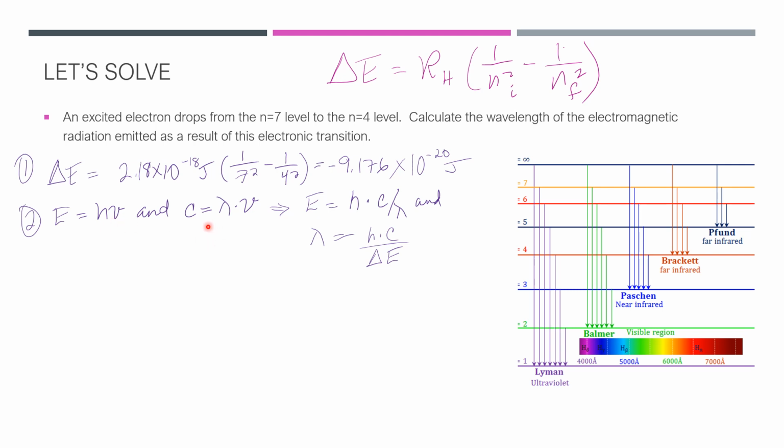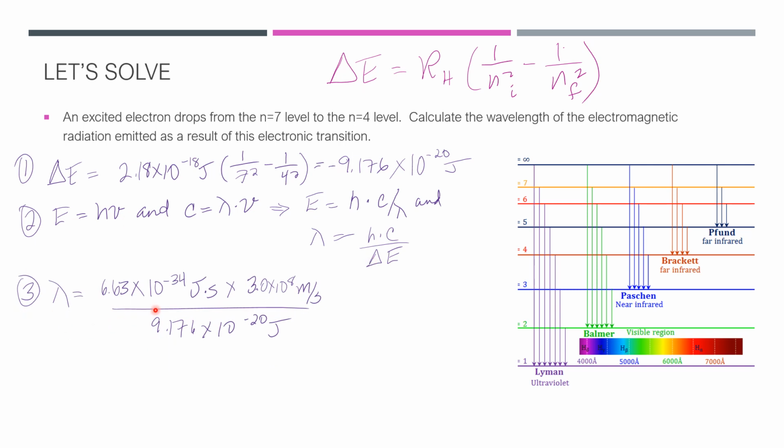So if we consider that c equals lambda times frequency, we can rearrange this equation to solve for frequency. Frequency equals c over lambda, so we can plug c over lambda in for the frequency term here. This gives us E equals Planck's constant times the speed of light over lambda. Since we want to solve for lambda, we rearrange to solve for that, and we get lambda equals Planck's constant times the speed of light over the energy.